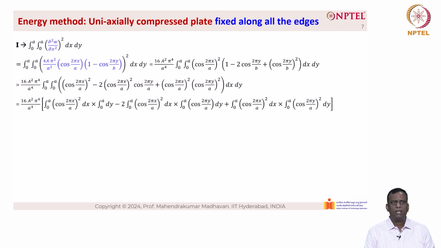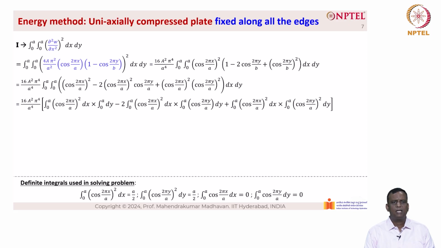And then we can simplify this further by splitting this double integral into two single integrals, which becomes much easier. So we get 16 a² π⁴ by a⁴ into the integral from 0 to a of cos² (2πx/a) dx into the integral from 0 to a of dy, minus 2 into the integral from 0 to a of cos² (2πx/a) dx into the integral from 0 to a of cos 2πy/a dy, plus the integral from 0 to a of cos² (2πx/a) dx multiplied by the integral from 0 to a of cos² (2πy/a) dy.